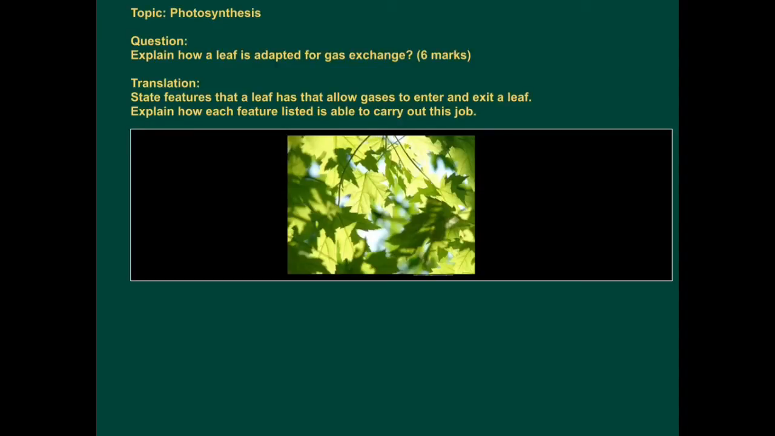This exam application tutorial is on photosynthesis. The question for 6 marks is: explain how a leaf is adapted for gas exchange. In other words, for allowing oxygen and carbon dioxide in and out of the leaf.